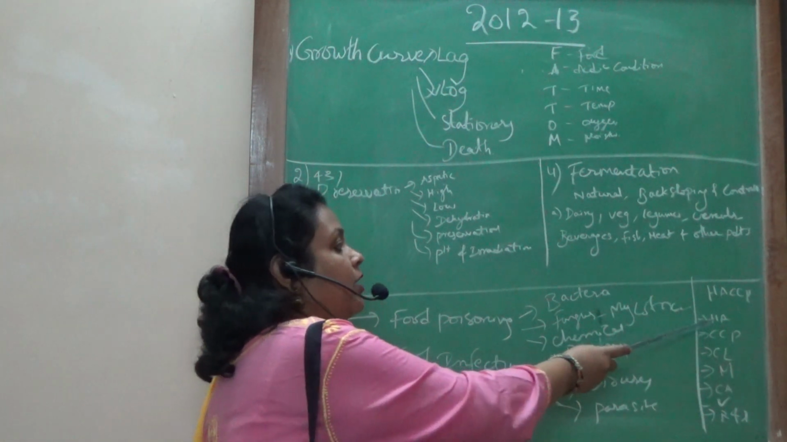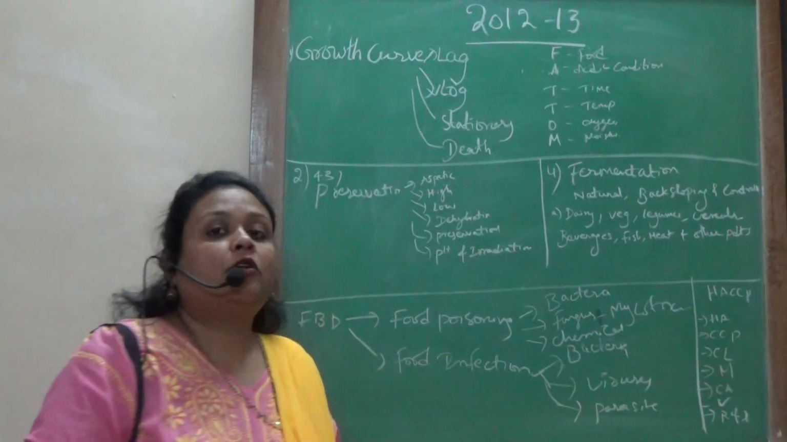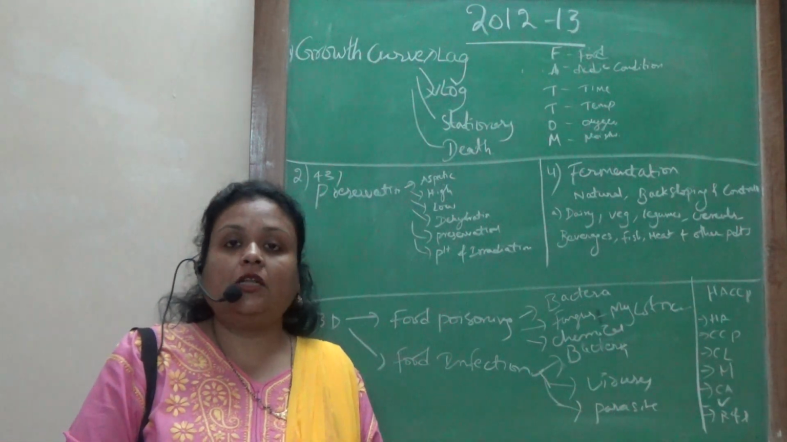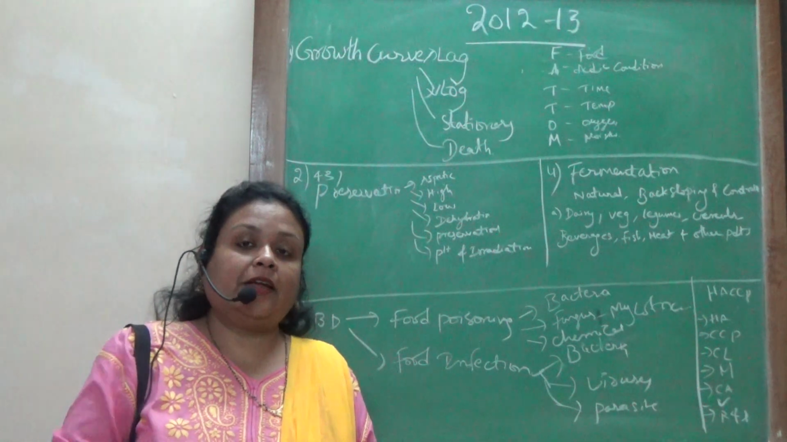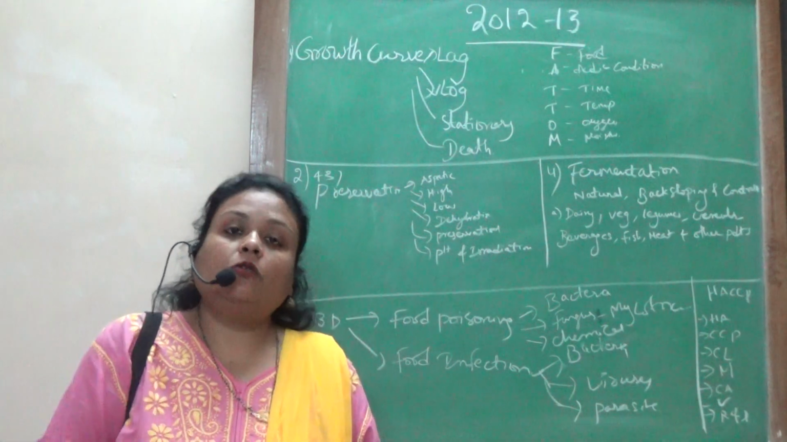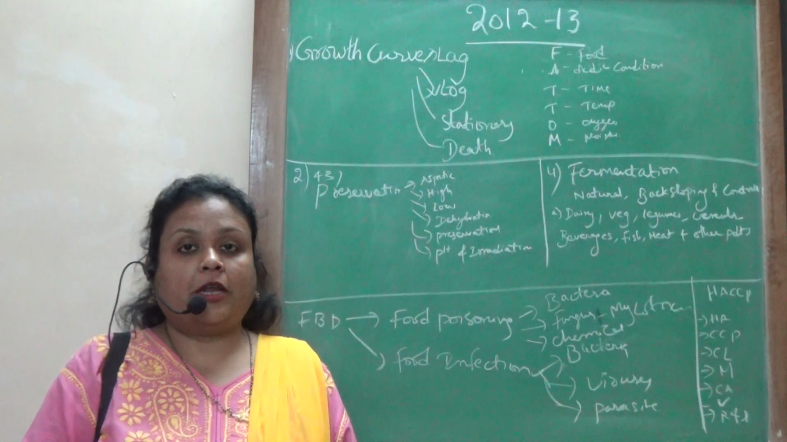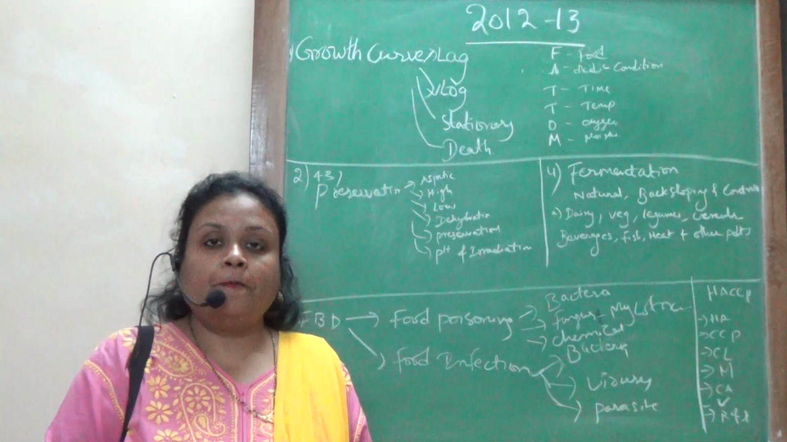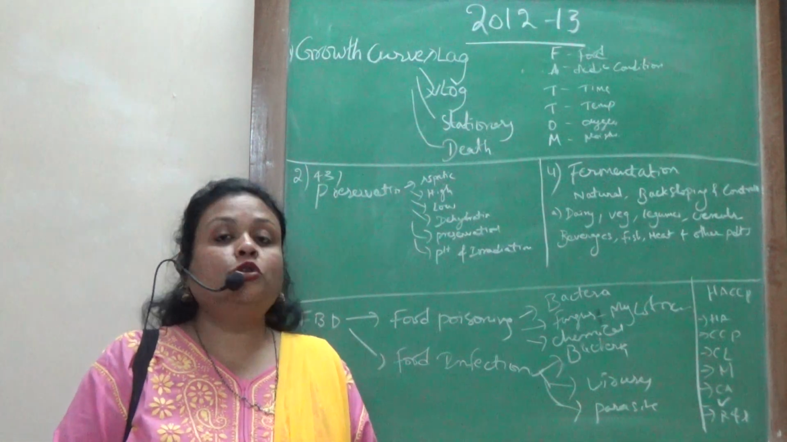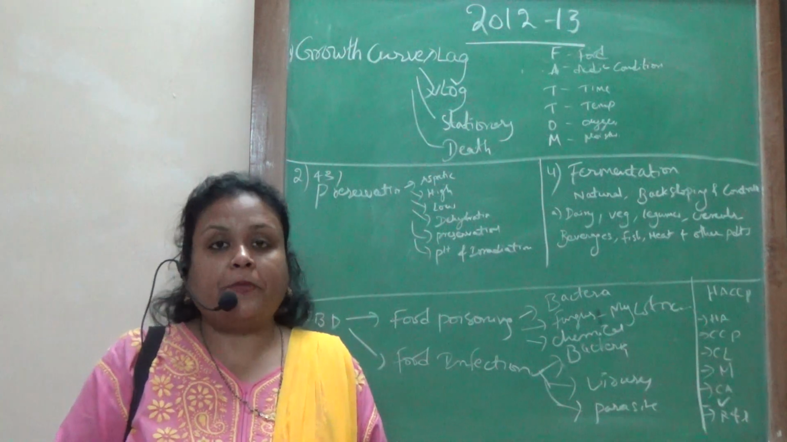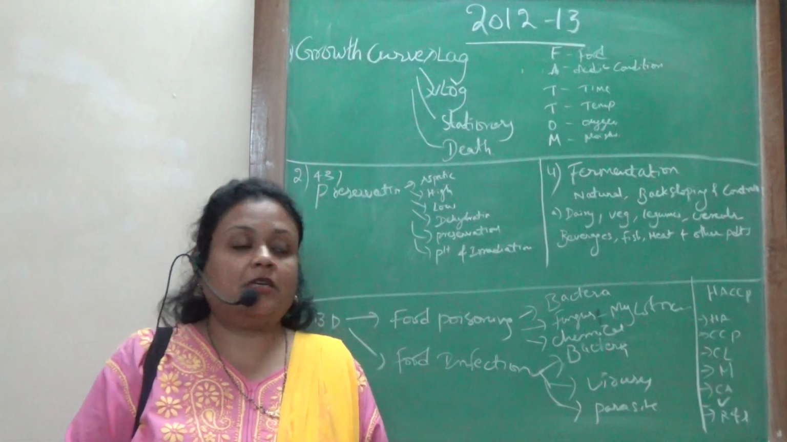One is hazard analysis. Identify which kind of hazard is present in the food, whether it's a biological, physical, or a chemical. Second is critical control point. Find out the solution for that hazard. Third, limit. Find the solution within the limit. Let it be time, temperature, etc. It has to be maintained within a limit.